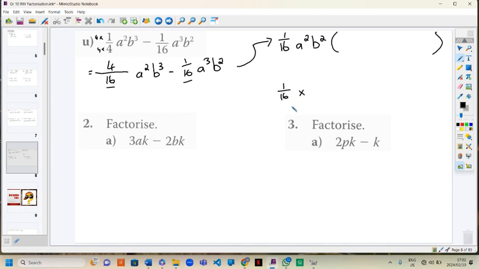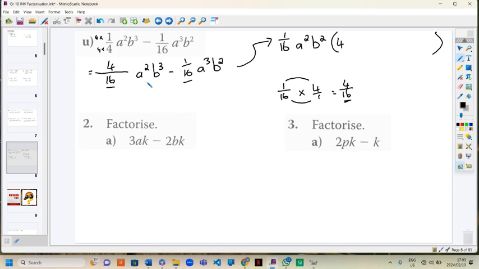Let's try 4. So if I multiply this with 4, what is 4 as a fraction? 4 over 1. And how do I multiply fractions? Top, top, bottom, bottom. What is 1 times 4? That's 4. And what is 16 times 1? 16. Is this the same as this? Good, so we set that up. 1 over 16 multiplied with 4 is going to give me 4 over 16.